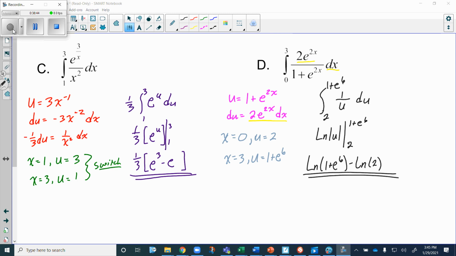So here, when I find u, I get 2 and 1 plus e to the 6th, when I check it with the upper and lower bounds of the original integral. And so with my u substitution, we wind up with a lower bound of 2, upper bound of 1 plus e to the 6th power, 1 over u du. And the antiderivative of that becomes natural log of u. And substituting gives us natural log of 1 plus e to the 6th power minus natural log of 2.